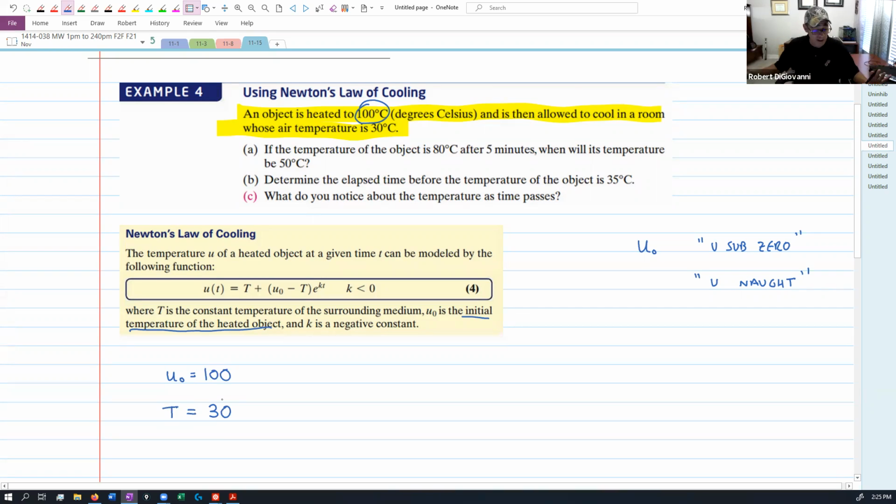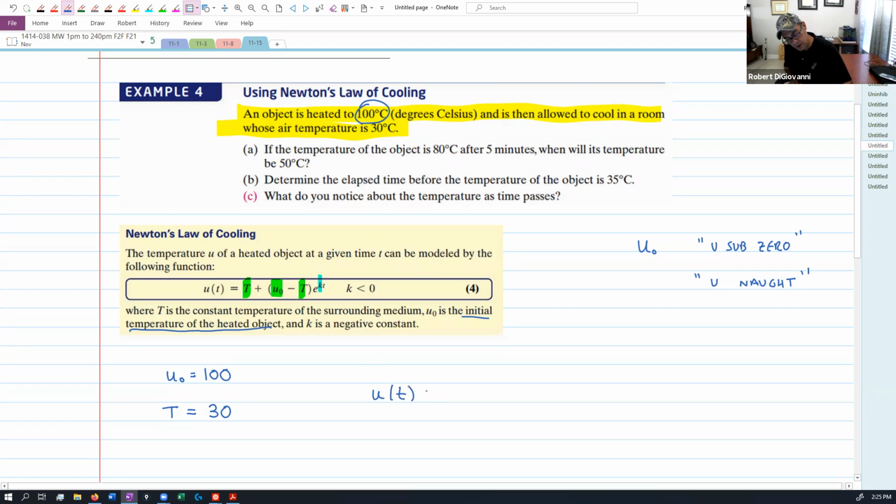All right, do we know anything else? Just from the part that's highlighted in yellow, we know this, right? And we know this. Those are the two things we know. What we still don't know is the K, right? We don't know what K is. So let's write the formula out with what we know so far.